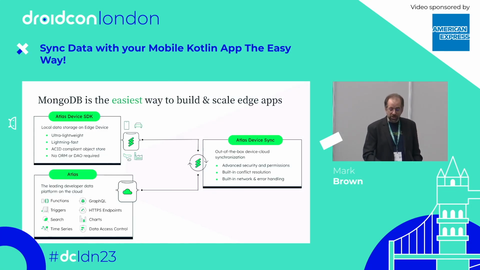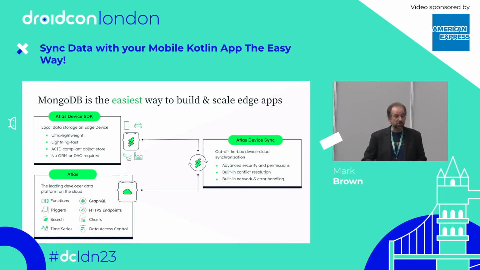So Atlas Device Sync comes in basically three sections, right? You've got your Atlas Device SDKs. This is a lightweight, ACID-compliant object data store that's on the edge device. It's powered by Realm, which you may have heard of. The app may or may not be connected to a network, but the data store is always there on the mobile device.